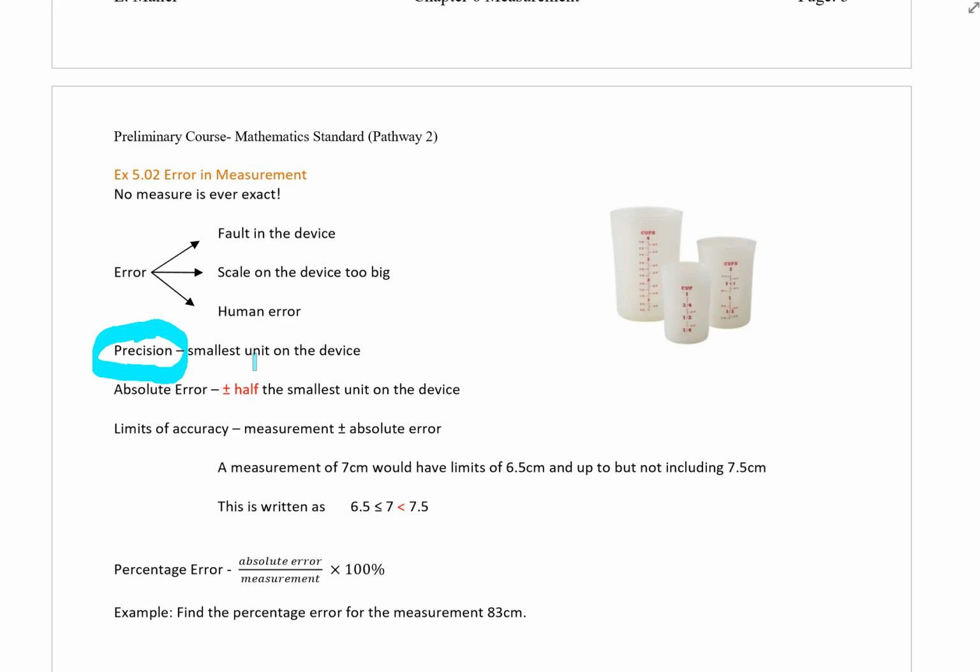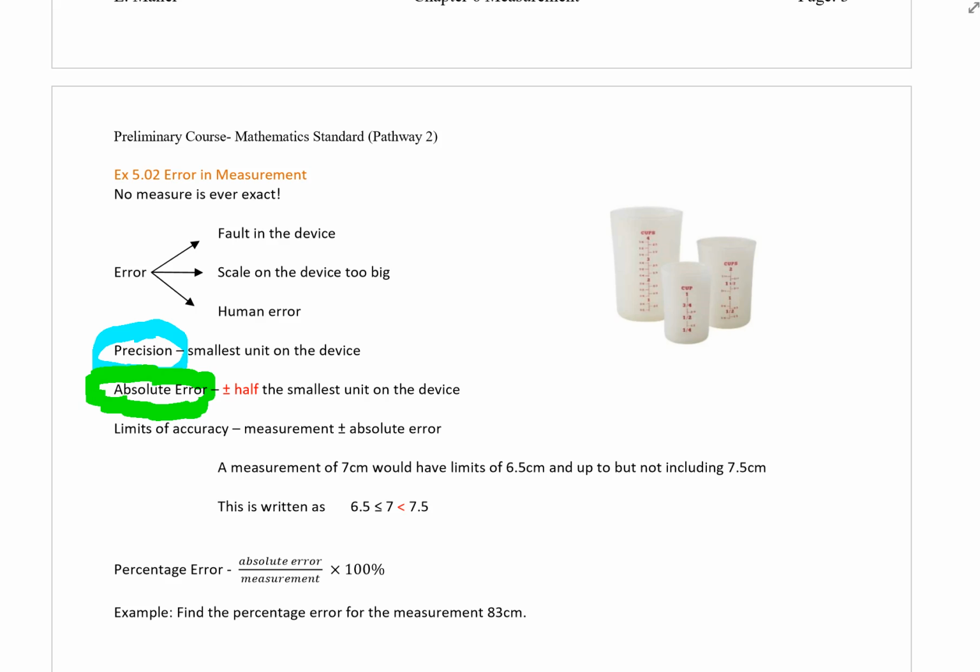Absolute error is half that measurement, half the smallest unit, half the precision. Now that becomes really important in error. Its name suggests absolute error. And it actually is a measure of how far out. What's the maximum distance, either below or above, that a measurement could be wrong by? So how far out could you be with your measurement? It will always be half the size of the smallest unit on the measuring device.